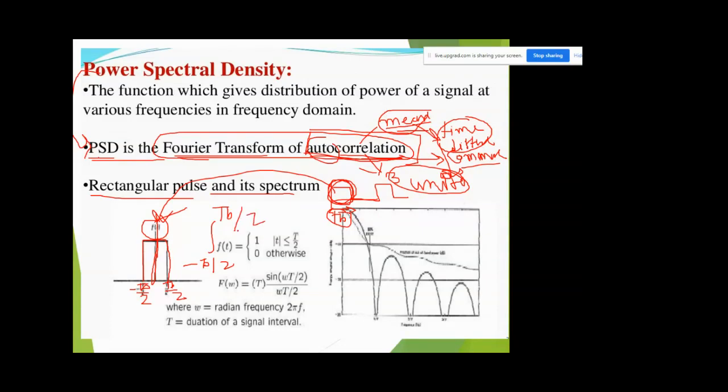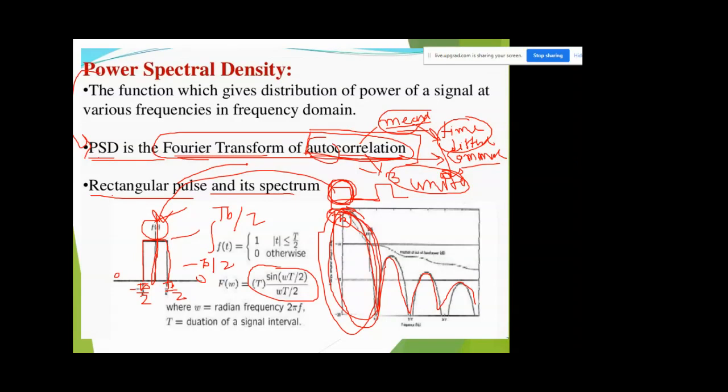We have to check what exactly the power spectral density is that we are getting in this duration, minus TB by 2 to plus TB by 2. So it is 1 when the time is less than or equal to TB by 2, otherwise it is 0. Therefore, if you take the Fourier transform, the Fourier transform of the rectangular pulse, obviously we will get the sinc function. We can see this type of sinc function here. Here you can see that in the first lobe itself we are getting the maximum power.